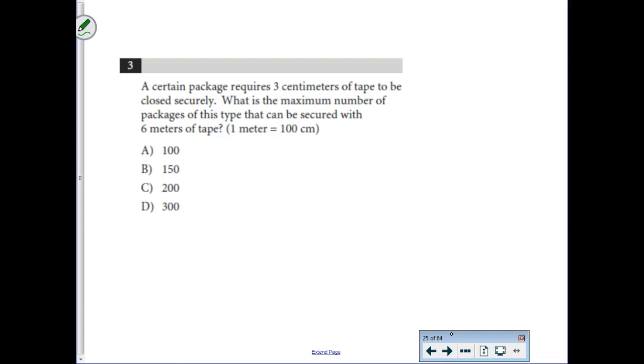Number 3. Which of the following ordered pairs satisfies that inequality? Oh no, that's the wrong question. That's 5. Beep, 3.